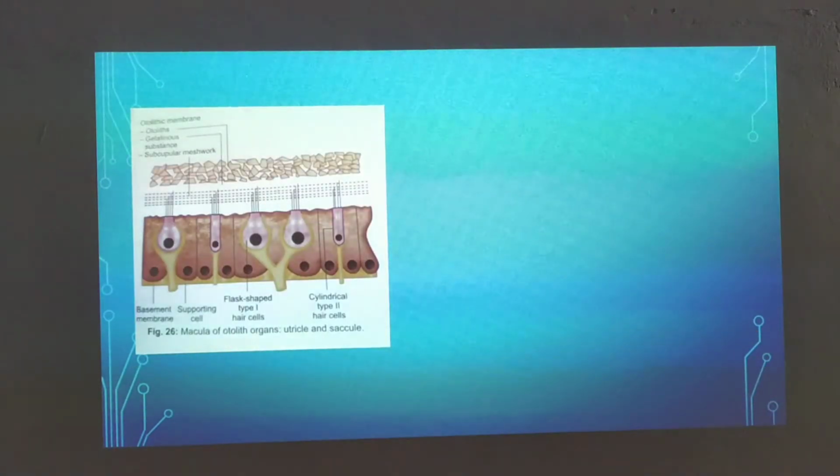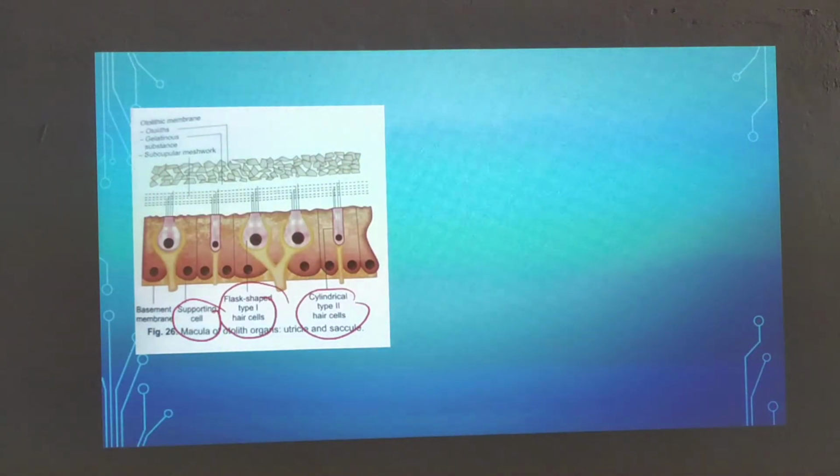Next, macular otolith organs. So what is the otolith organ of utricle and saccule called? The most important name is the macula. You should be keeping in mind about this macula. So once again, what are the types of cells you are able to see over here? Type 1 and type 2 hair cells and supporting cells. Okay, these are the supporting cells, and these are the cylindrical type 2 cells, and then flask shaped type 1 hair cells. So we are able to see here.